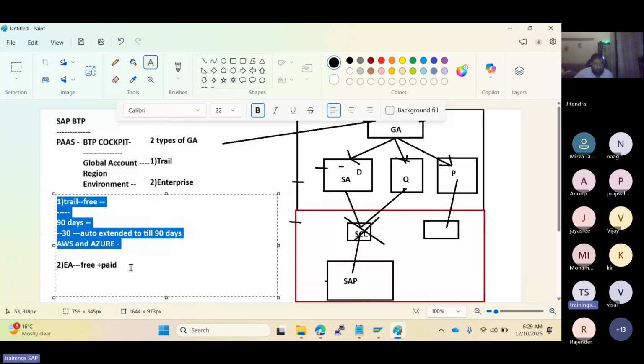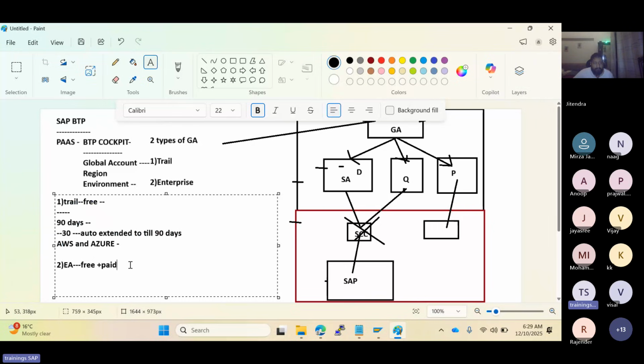If you take the enterprise account, all the infrastructure partners like AWS, Azure, GCP, and the SAP data centers are providing support here, right? But with only the trial account, I can't use all the regions. It's not at all possible. Trial accounts have only limited scope.